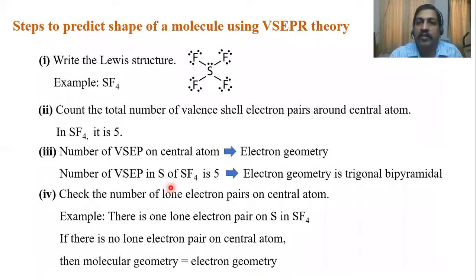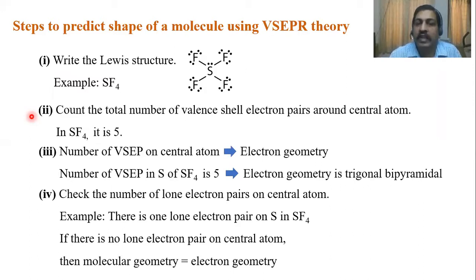Now suppose we are given the formula of a compound and we are asked to predict the shape of the molecule using VSEPR theory. How to do that? So here are the steps to predict the shape of a molecule applying VSEPR theory. The first step, write the Lewis structure. Second step, count the total number of valence shell electron pairs around the central atom. So in case of sulfur tetrafluoride, the number of valence shell electron pairs around the sulfur atom is 5.